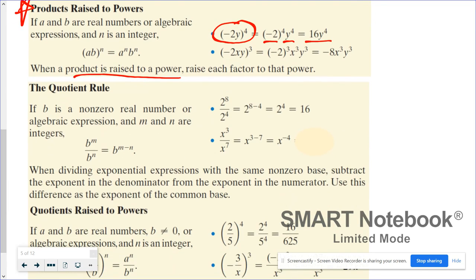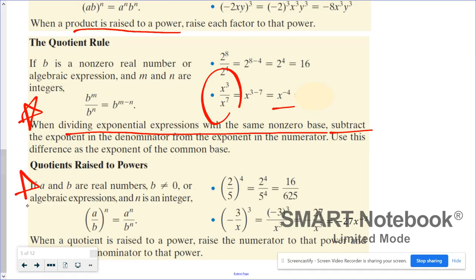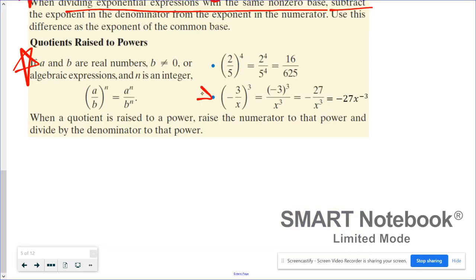The quotient rule. It says when dividing exponential expressions with the same base. So here I have x to the 3rd divided by x to the 7th. Okay, we are going to subtract the exponents. And then we have a quotient raised to a power. So when a quotient is raised to a power, raise the numerator to that power and the denominator to that power. So if you look here, you have the quotient -3 over x.